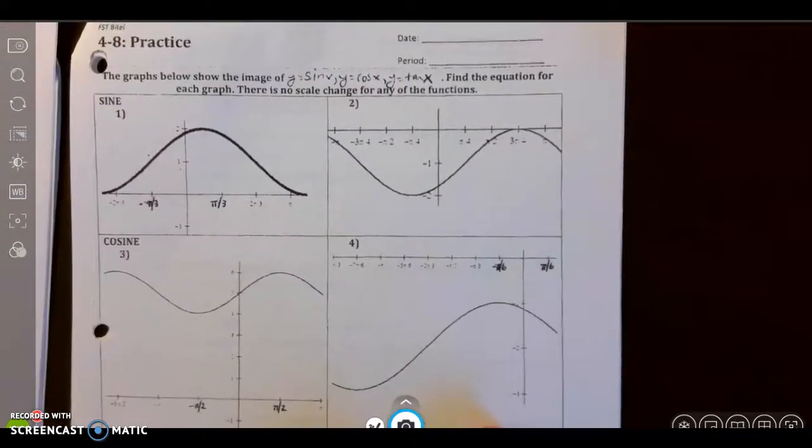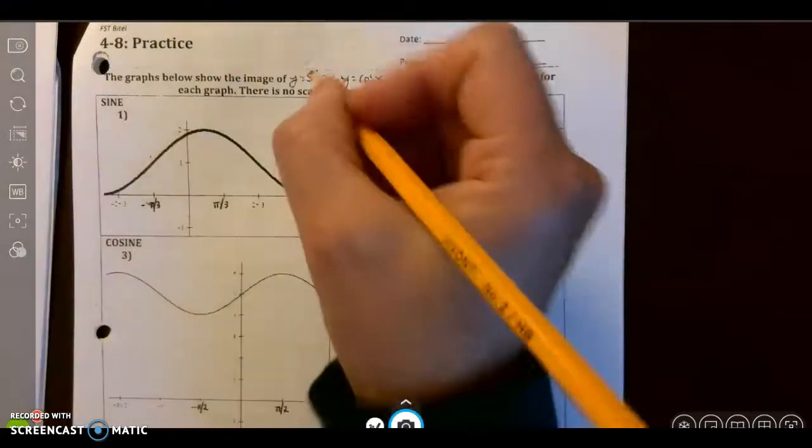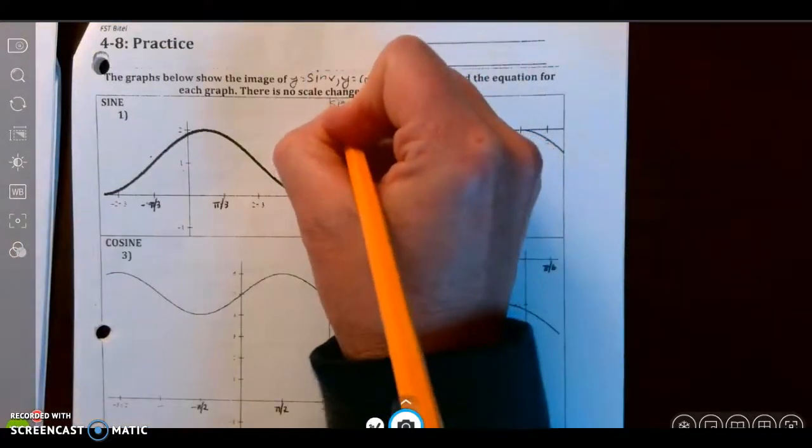All right, so I'm going to practice this some more on this next page. It says the graphs below show the image for y equals sine, cosine, and tangent. Find the equation for each graph. There is no scale change for any of these functions, so we're just looking at translations. And notice for numbers 1 and 2, we're just doing sine.